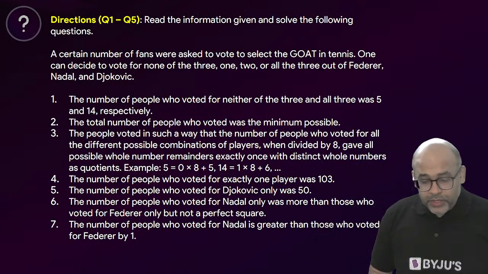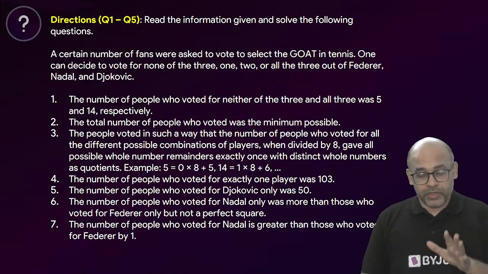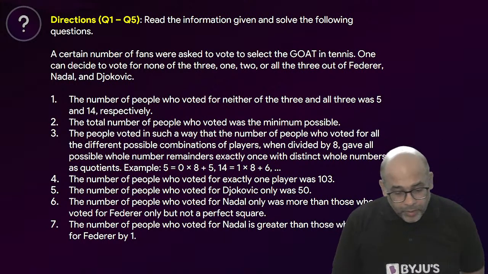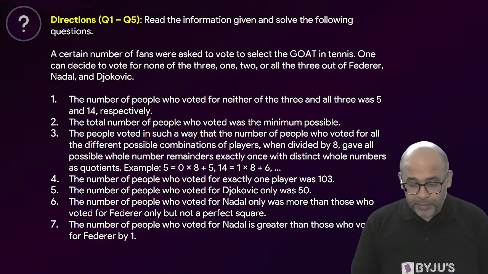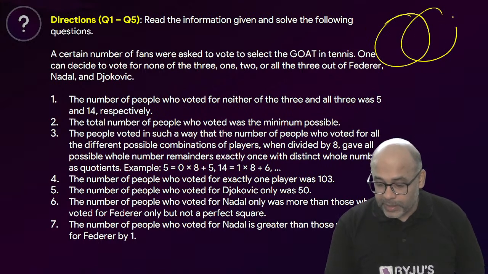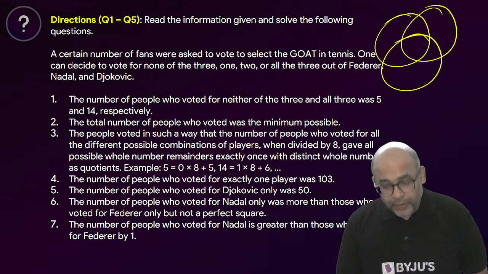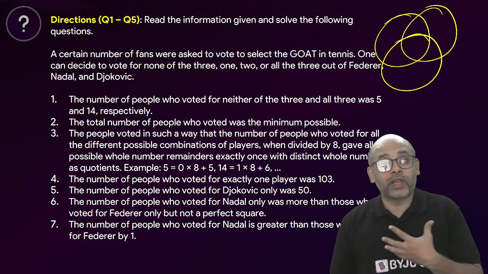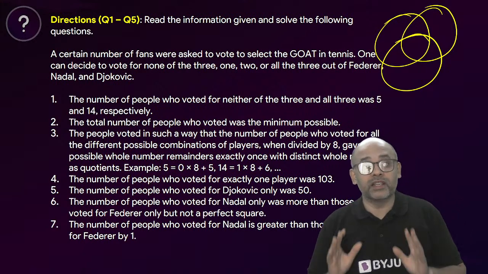So you had this question over here. So let's look at how I would attempt my DILR paper. If I start this, I have the number of people who voted for neither of the three and all three was 5. So basically you're talking about a Venn diagram question where you're going to draw a Venn diagram of 3 things. Now, I love Venn diagrams. First of all, I'll have to comment based on how I would attempt, right? So I love Venn diagrams, so I would start this question.